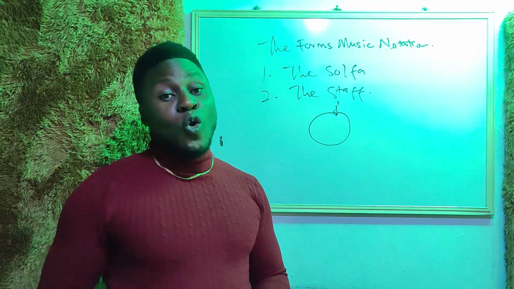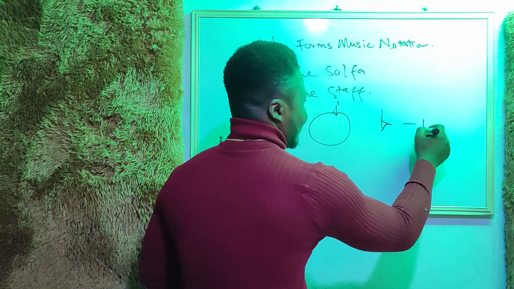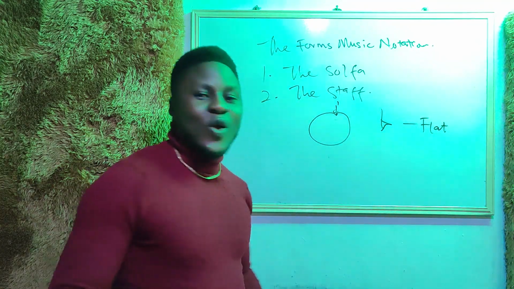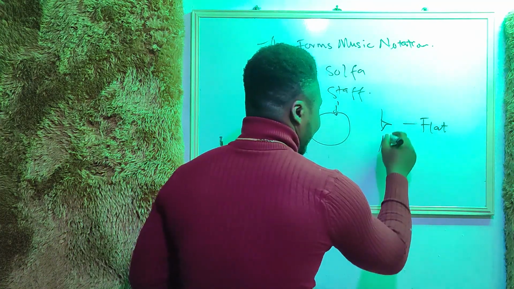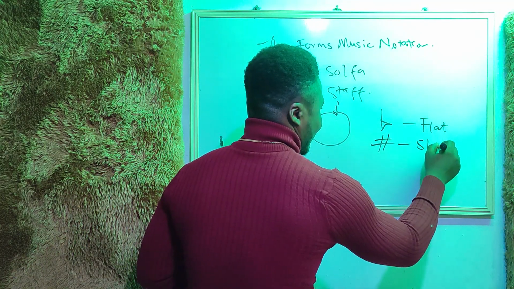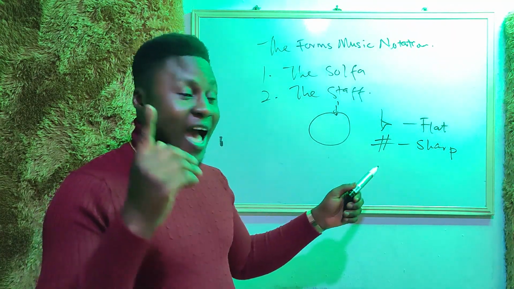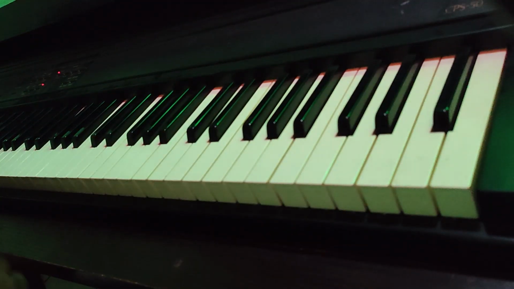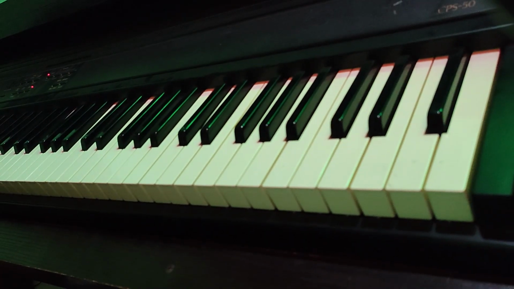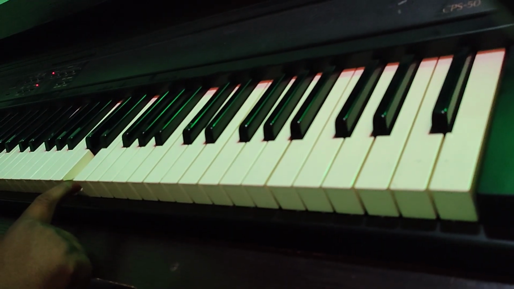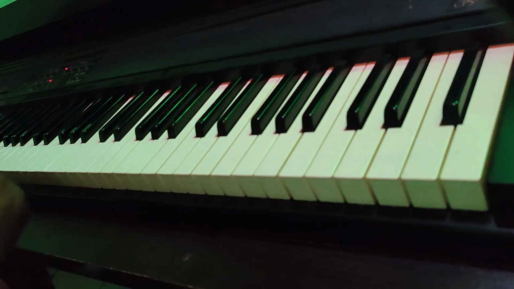When the pitch is lower, we call them flat. When the pitch is higher, we call them sharp. This is the symbol for flat and the symbol for sharp. These accidental notes can also flatten a pitch. For example, re is being flattened by the accidental note behind it.